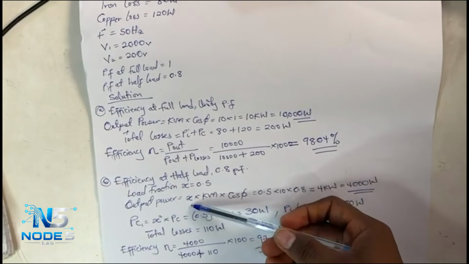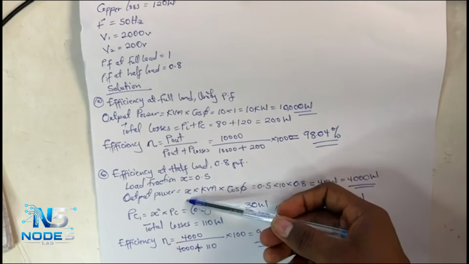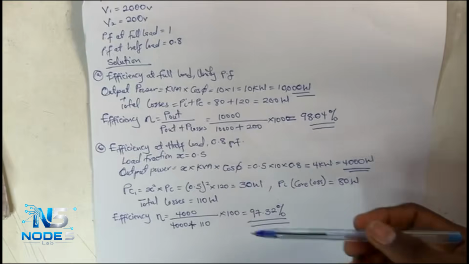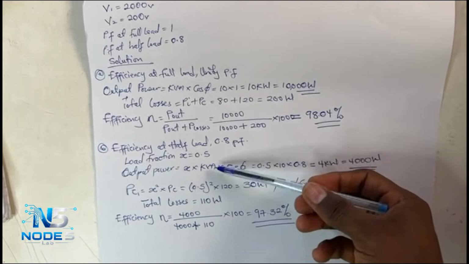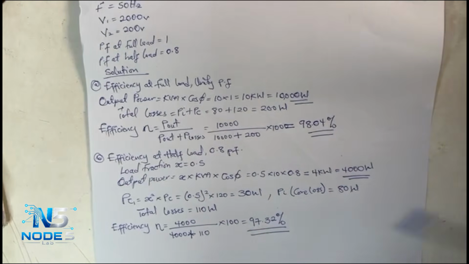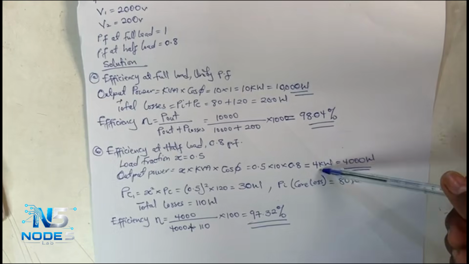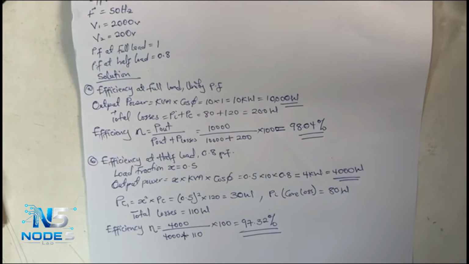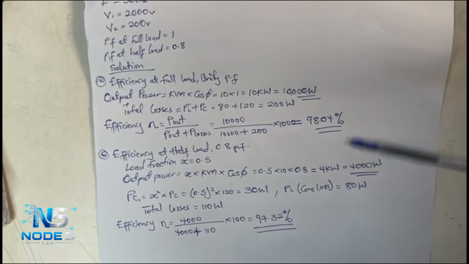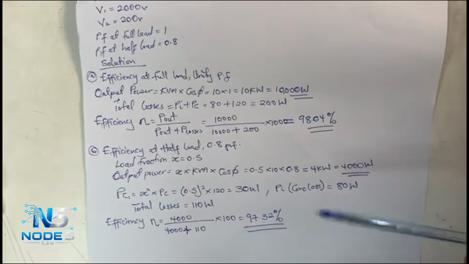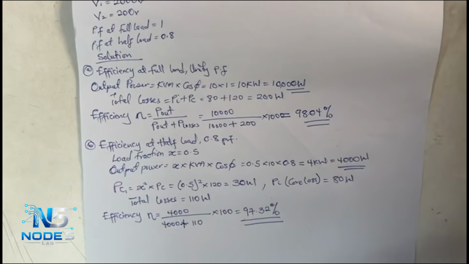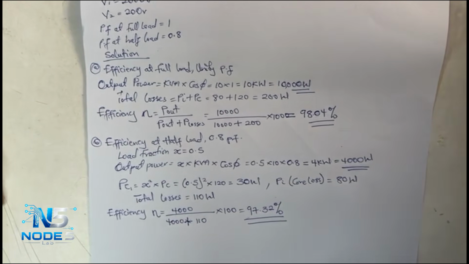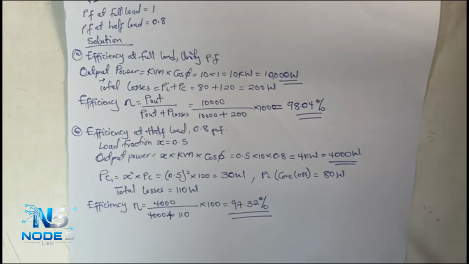We have the load fraction, which is the 0.5, that's half of the full load, times the kVA, the apparent power, times the power factor. So that will give you 4 kilowatts. That's 4,000 watts. So at full load we're getting the output power to be 10,000, but at half load we are getting the power to be 4,000. Good. Let's try to see how we'll find the efficiency at the half load.